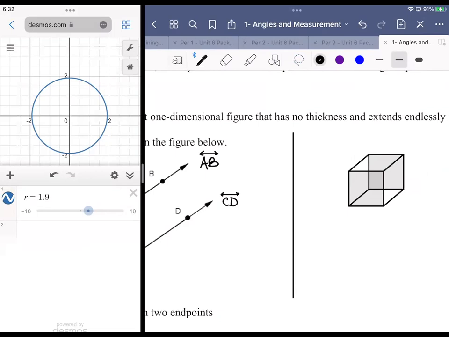So what would a two-dimensional cube look like? Well, that's the issue, because a three-dimensional figure has just that, 3 dimensions. The 3 dimensions in this case: length, width, and height.